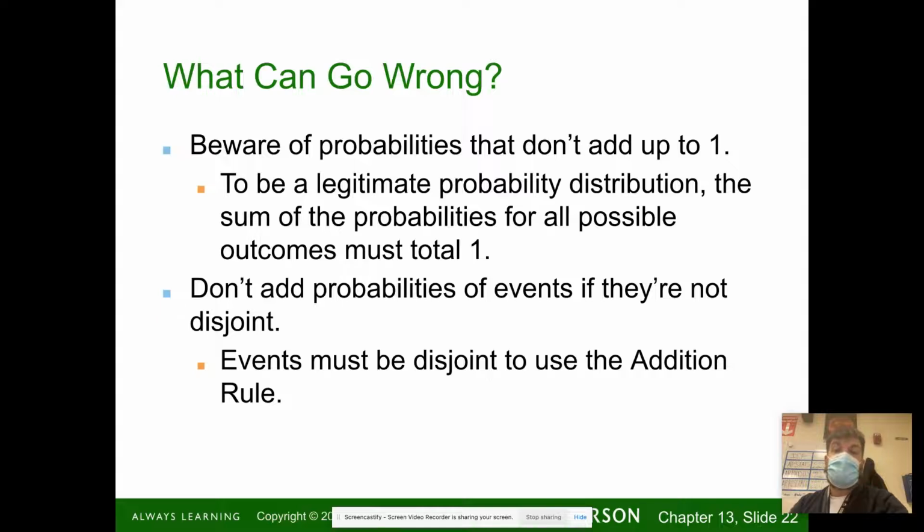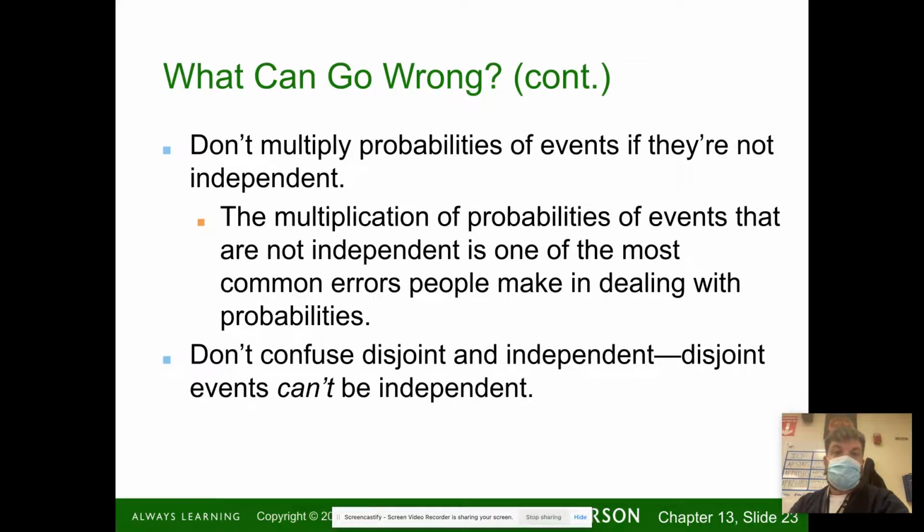So don't just add probabilities of events if they are not disjoint. Events must be disjoint to use the addition rule. Okay? Don't multiply probabilities if the events are not independent. The multiplication of probabilities of events that are not independent is one of the most common errors that people make with probabilities. Don't confuse disjoint and independent. Disjoint events can't be independent.